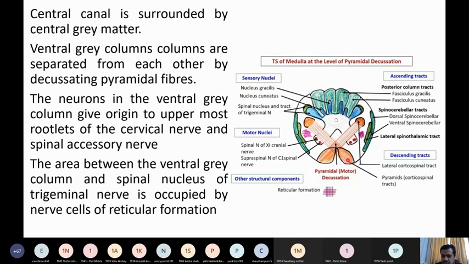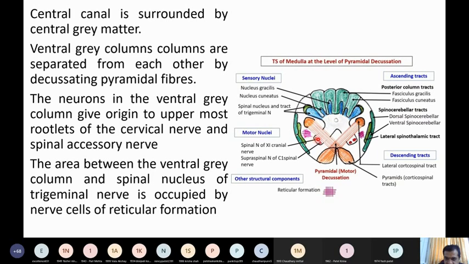Now from the right side it is moving to the left, from the left side it is moving to the right. So there is a crossing over between the pyramidal fibers. This crossing over is known as the pyramidal decussation or motor decussation. These crossing fibers separate the anterior gray column of the right side from that of the left side. The neurons in the gray column give origin to upper rootlets of the cervical and spinal accessory nerve.